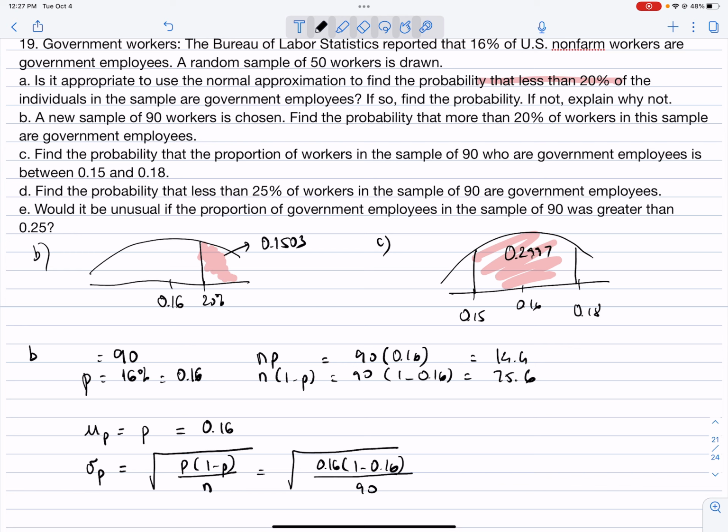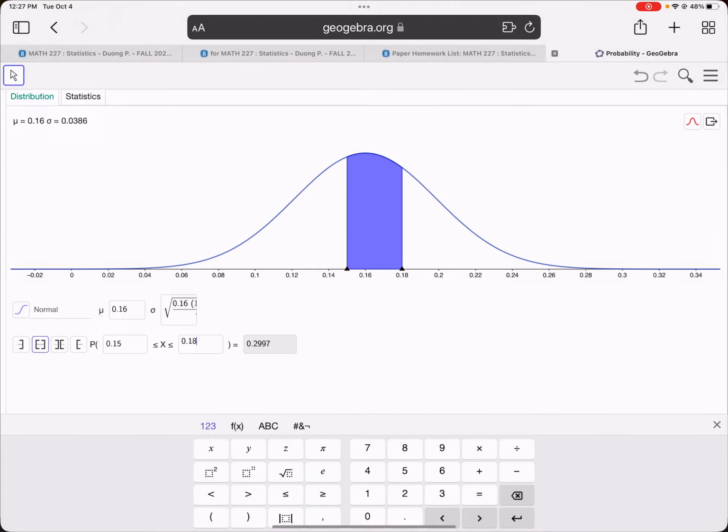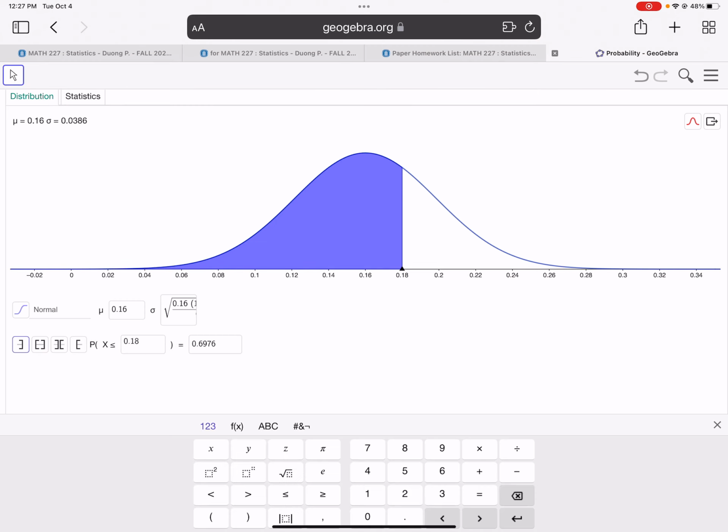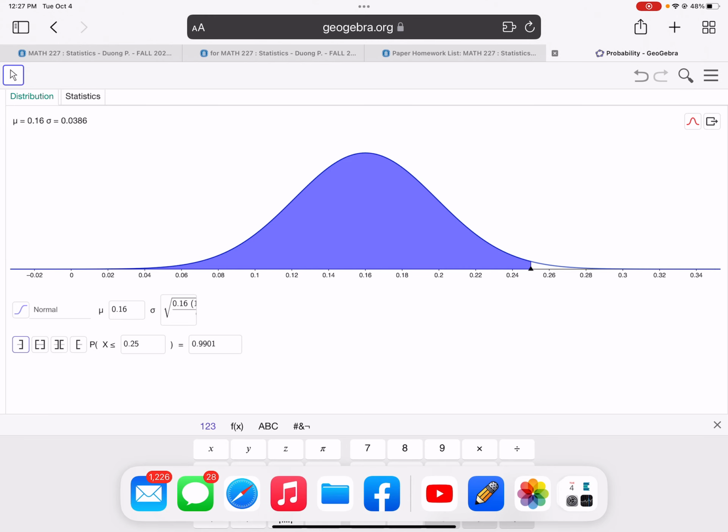In problem D, find the probability that less than 25%. So less than 25%, so we shade on the left-hand side. So we click on the left, and then we put in 0.25. And we got the answer is 0.9901.